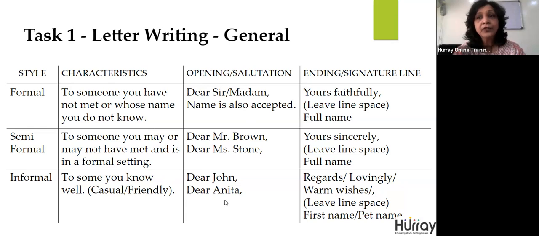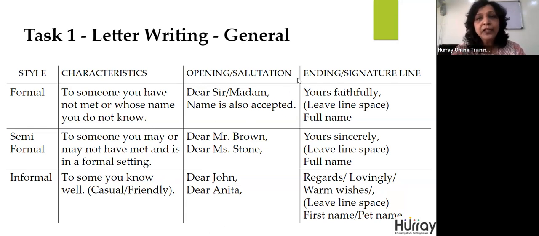For informal letters also, you would have a conclusion, but it would be on a very warm note. It should be something which brings closeness between you and the person you're writing to. So you could write something like, let's catch up for a cup of coffee this weekend. Or how about we go out for a movie next Saturday? Or something on a very warm note, you give the conclusion.